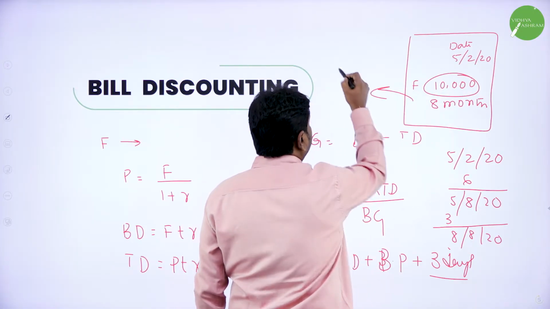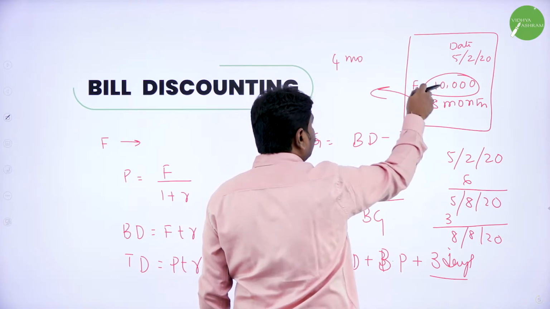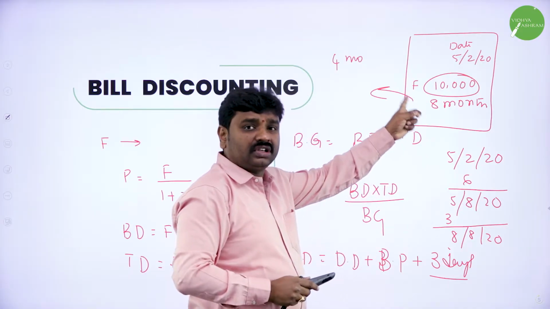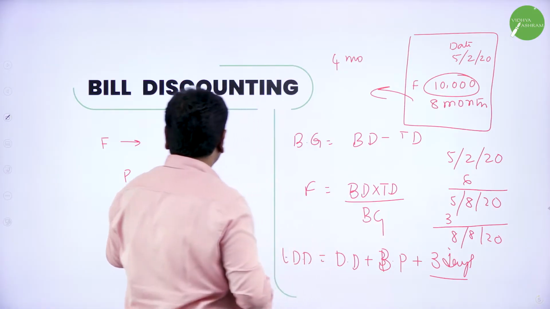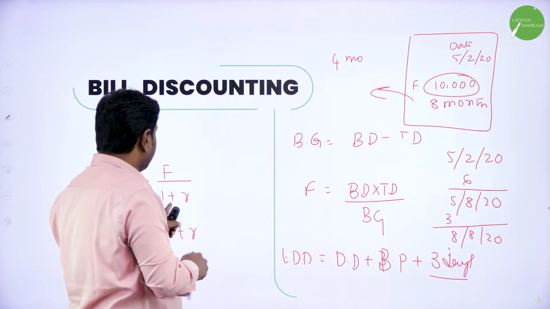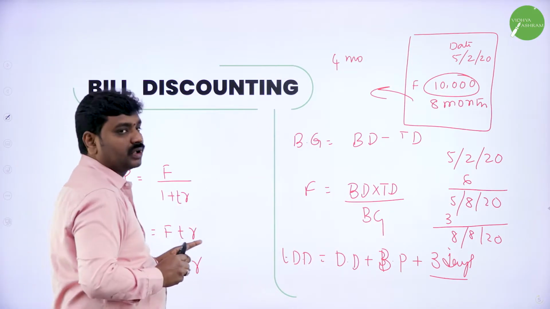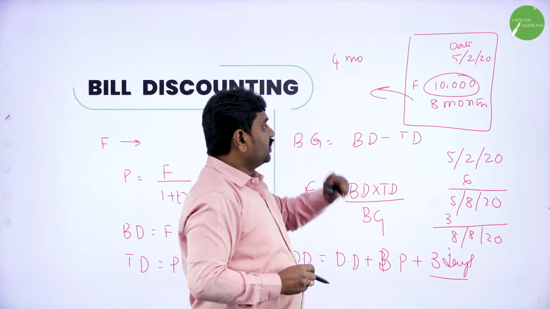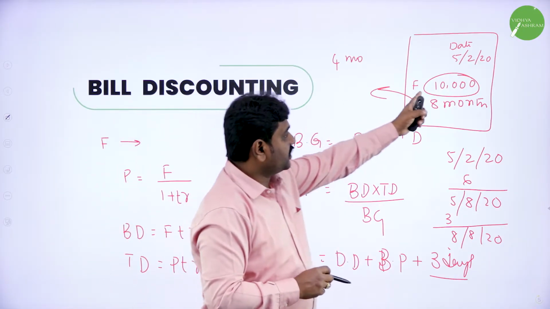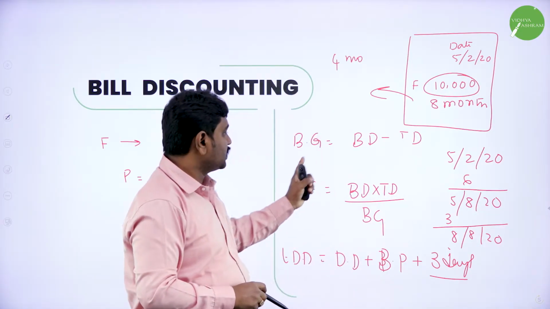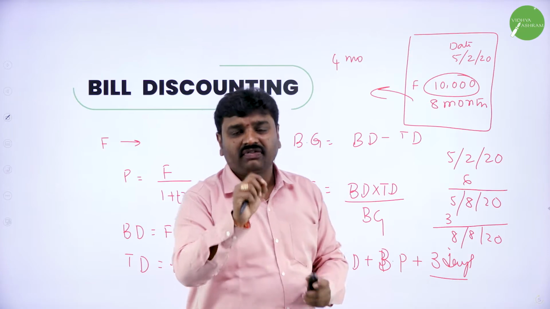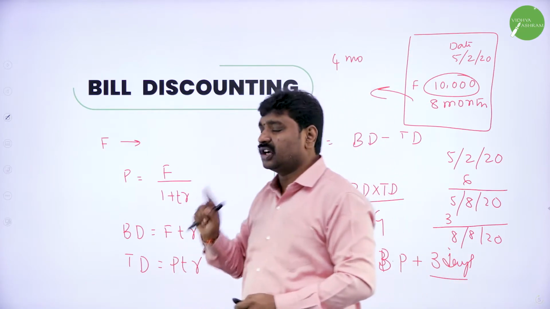Suppose I want the money after 4 months, on the 4th month. What is its value called? It is called present value. To calculate present value, we use the formula F by 1 plus TR, face value divided by 1 plus TR. Banker's discount is calculated on the face value, true discount is calculated on the present value, and banker's gain is BD minus TD. First, write the formula and become thorough. Then only you should start the problems.